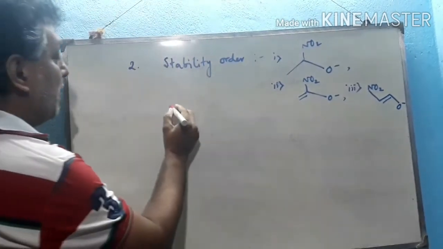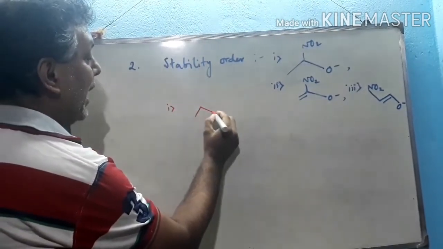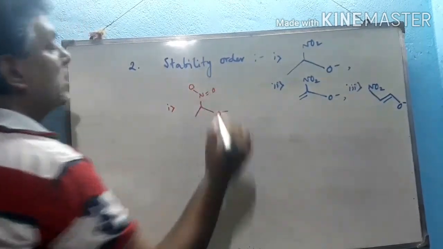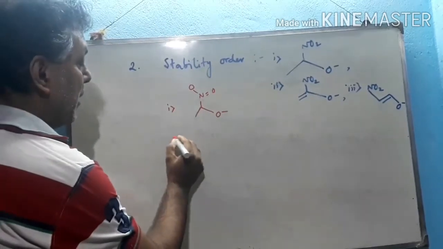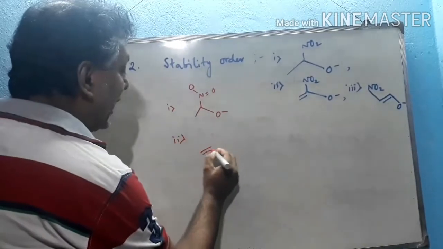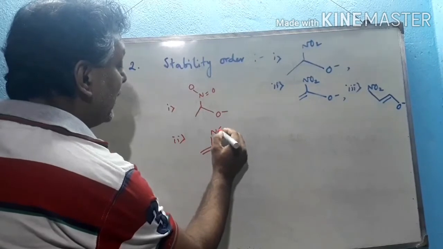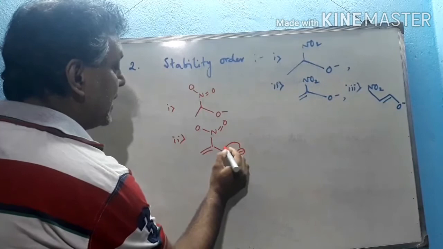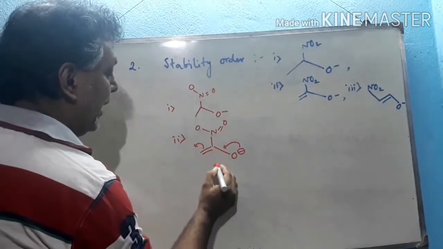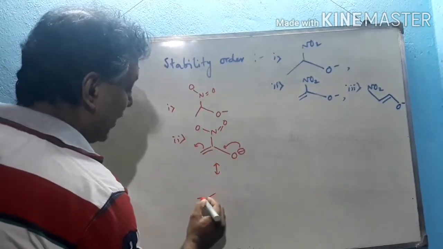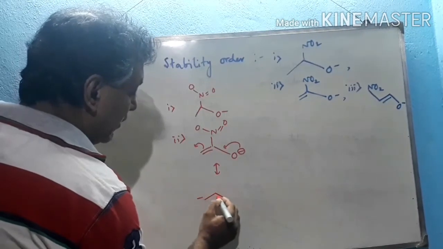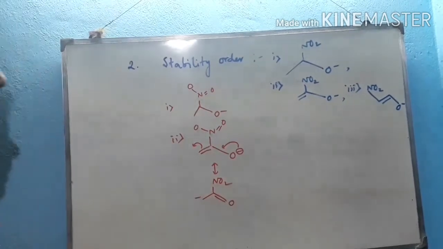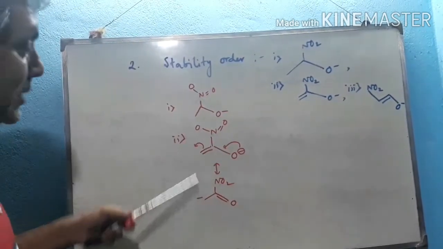The first compound, number 1, has no resonating structure, because this is its structure. But number 2 has a resonating structure with this species, and hence it is somewhat more stable than the first structure. But the NO2 group doesn't come into resonance with this oxide anion.